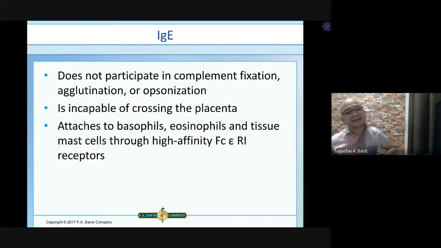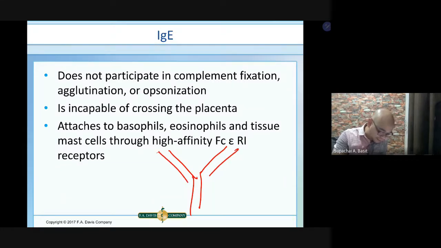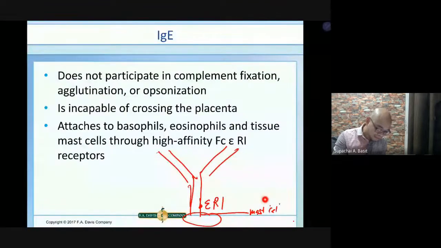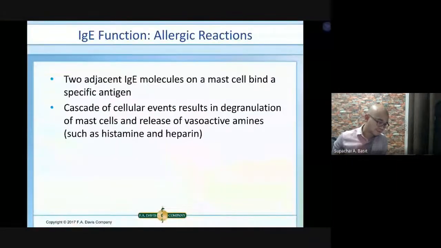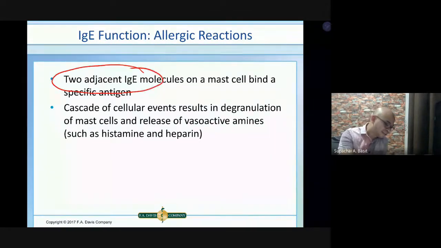It does not participate in complement fixation, agglutination, or opsonization, and it is incapable of crossing the placenta. However, it attaches to basophils, eosinophils, or tissue mast cells through the high affinity Fc epsilon RI receptor. So imagine, this is the IgE. The IgE here has the epsilon RI. The epsilon RI binds to the mast cell. Two adjacent IgE molecules on a mast cell bind a specific antigen. The two adjacent IgE molecules binding is called cross-linkage or cross-link.